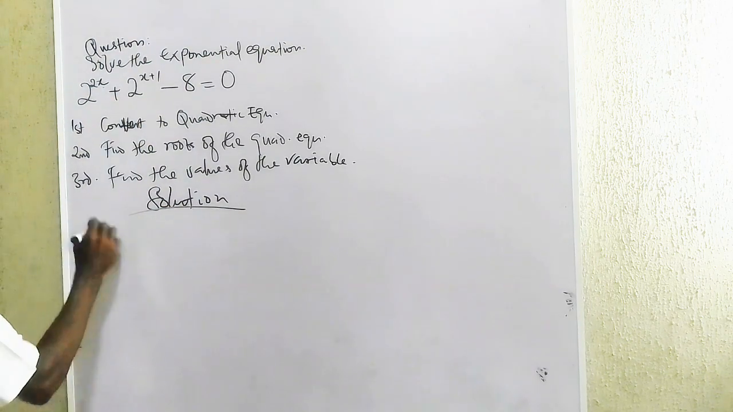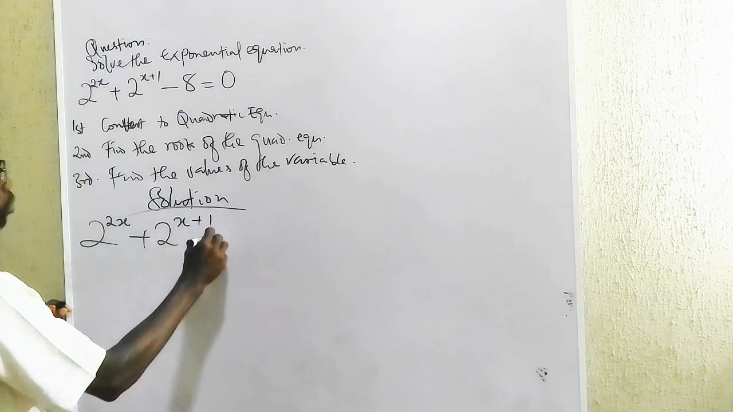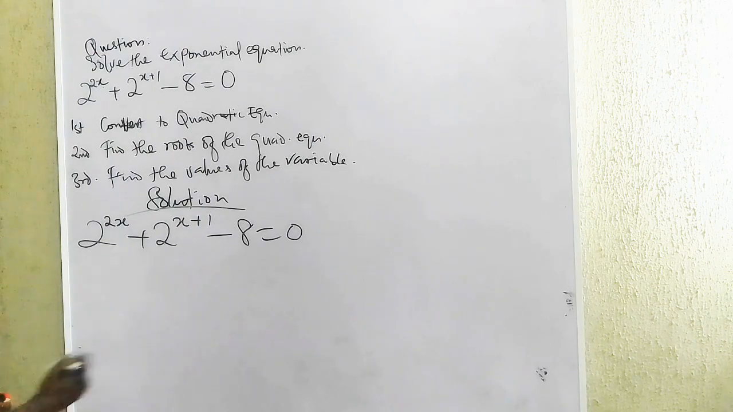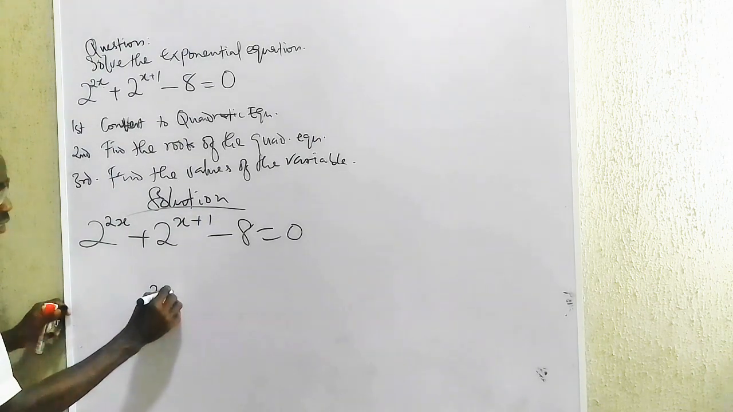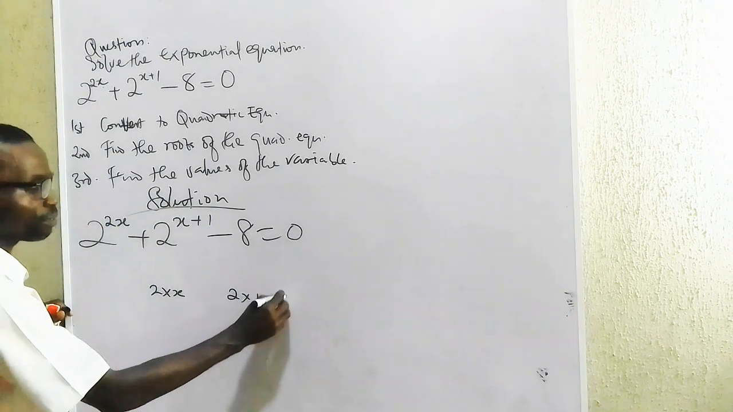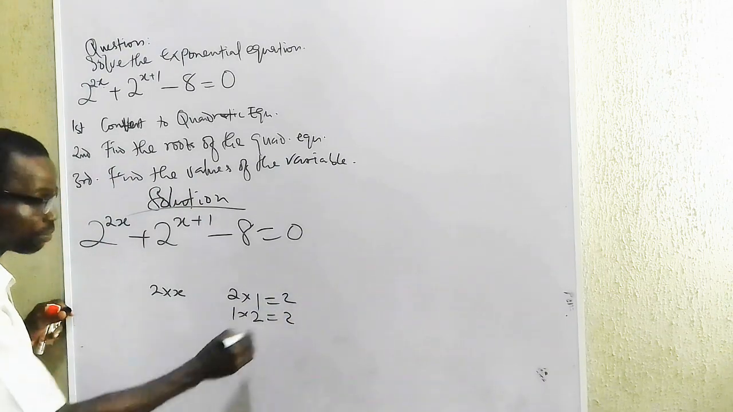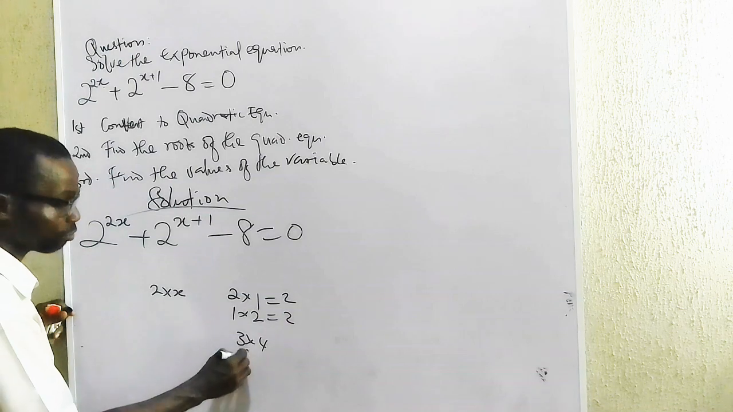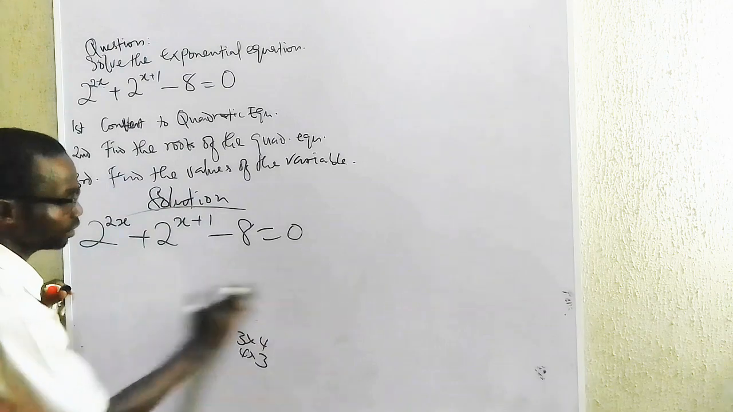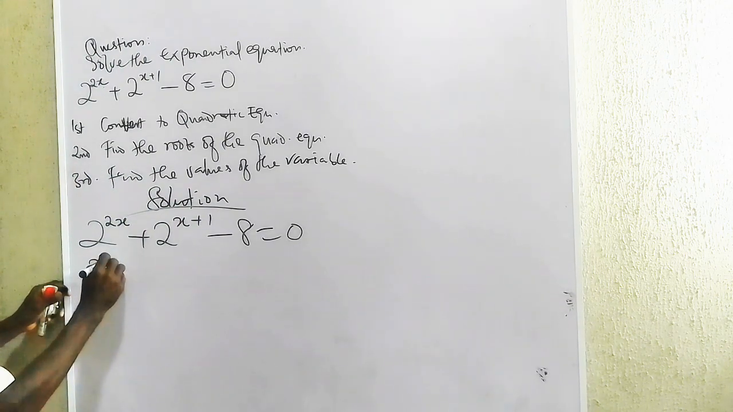The solution. This is 2 raised to the power of 2x plus 2 raised to the power of x plus 1 minus 8 is equal to 0. Now understand this: 2 times 1 is the same thing as 1 times 2. 2 times 1 is 2, 1 times 2 is 2. The same thing, 3 times 4 is the same thing as 4 times 3. So that's what we'll do here, we'll switch it.